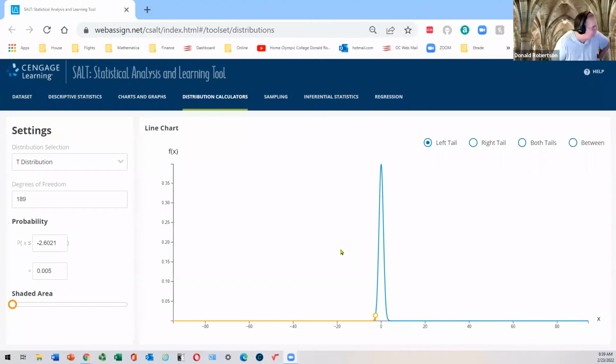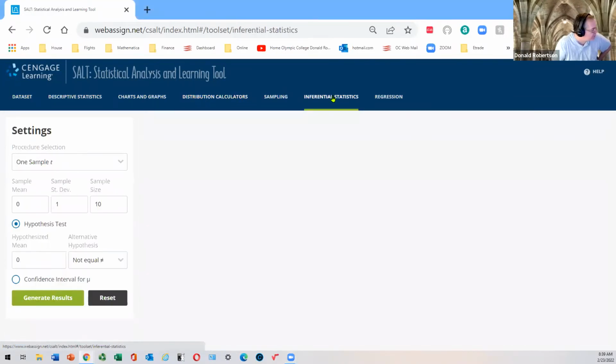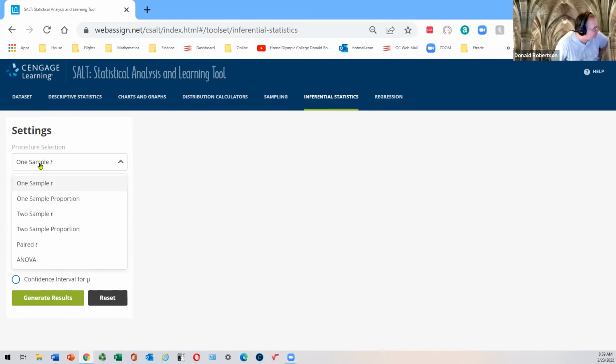And where are we? We're here. So this right now is in a heading called distribution calculations. If you move over to the one called inferential statistics, this is where you'll do all the stuff we're going to do. If you want SALT to build a confidence interval, whatever it is, inferential statistics. Now you see how it says one sample T? We're doing a two sample T.